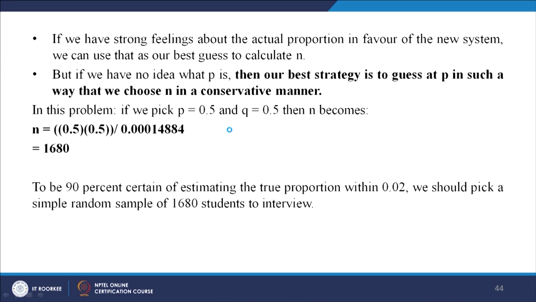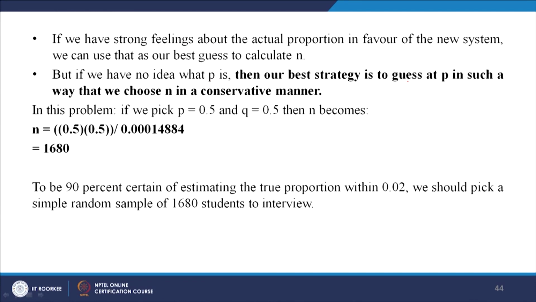If we have strong prior feelings about the actual proportion in favor of the new system, we can use that as our best guess to calculate n. But if we have no idea what P is, suppose you have an idea of what your rate of success or accepted proportion is, then it is okay.